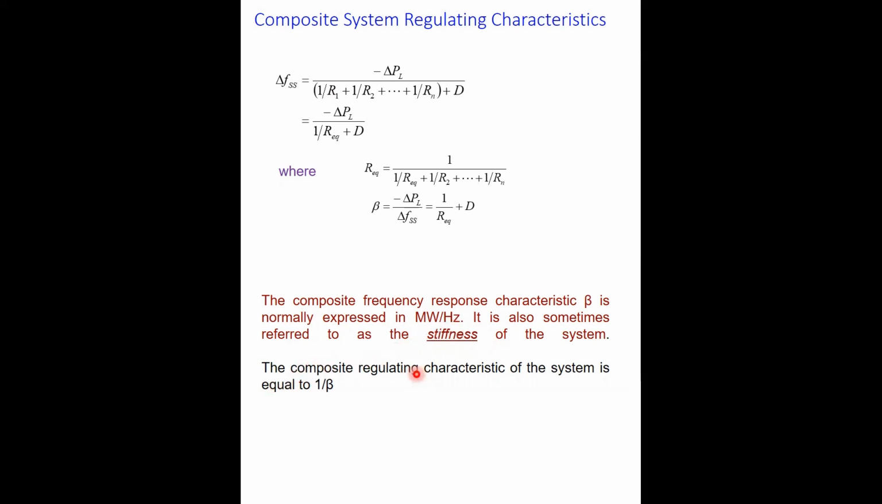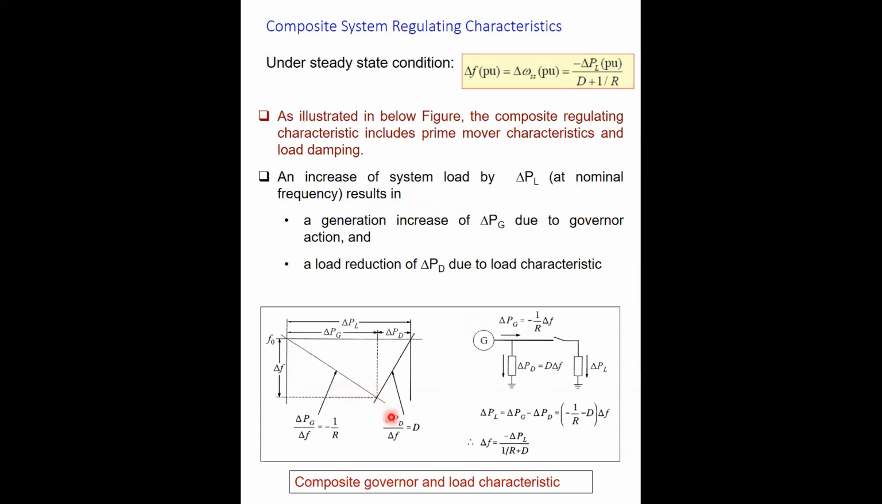So this composite regulating characteristic is basically equal to 1 by beta here. So this is how we have defined the beta, and that is equal to 1 by R equivalent plus D here. It is this part. So composite regulating characteristic will be the inverse of beta term here. So if we recall, under a steady state condition, frequency and then angular speed here in per unit steady state value, they are equal. So from the relationship what we had last in the previous slide, it is this one.